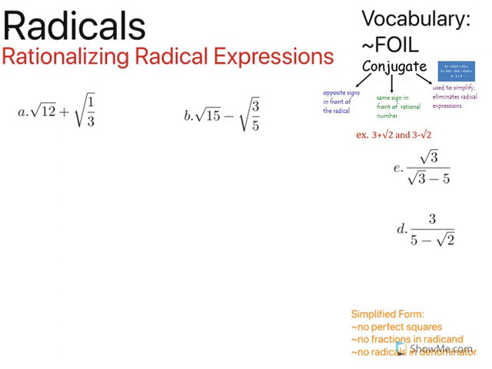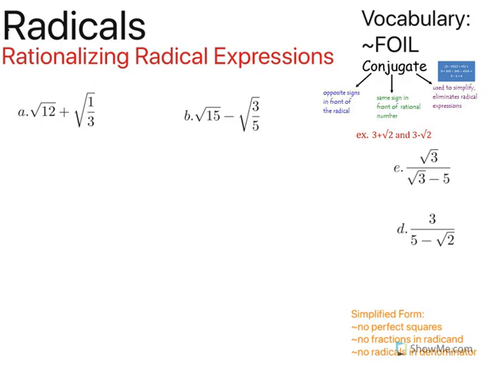So here in A, we have the square root of 12 plus the square root of 1/3. Recall from the previous video talking about operations that in order to add radical expressions, you would have to have like terms, which means in this case we would need like radicands. So we're going to have to simplify both of the terms here. Let's start with the square root of 12.